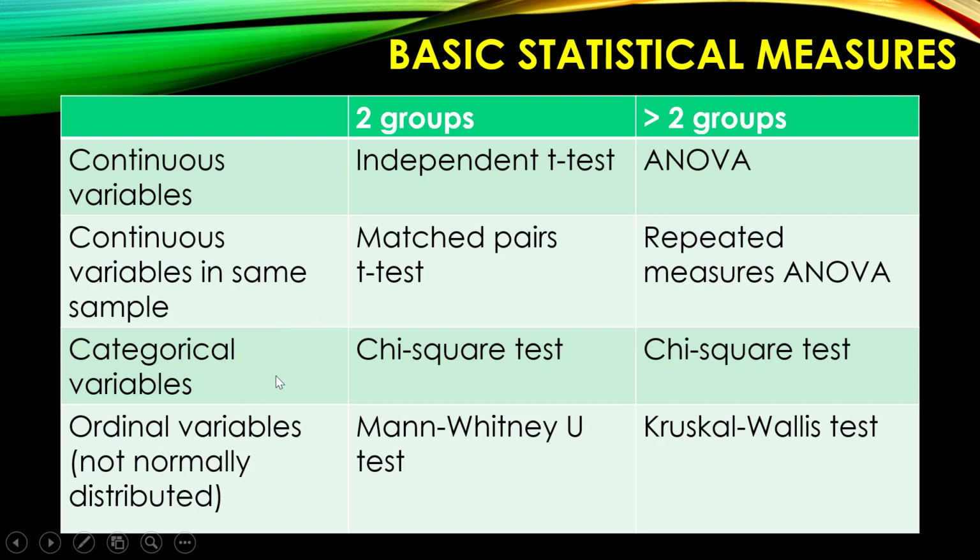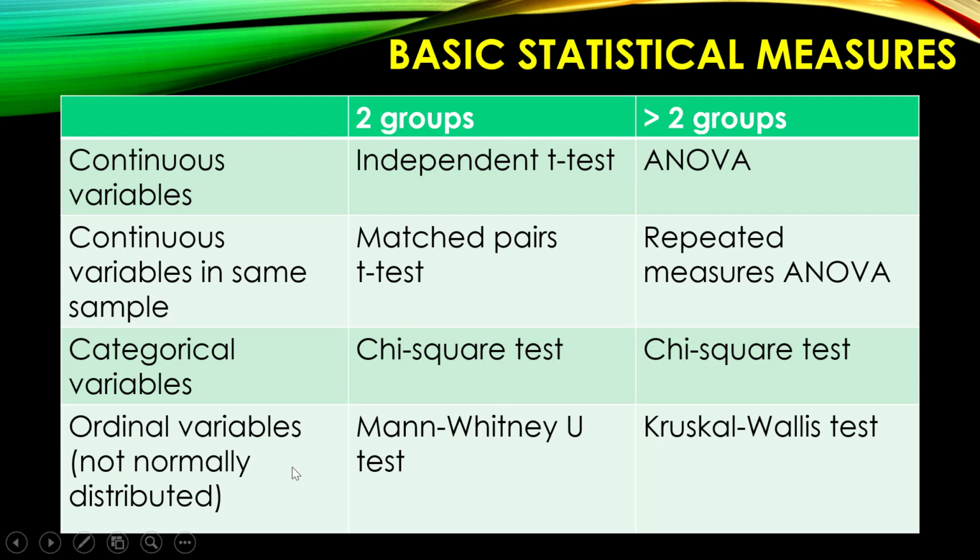With categorical data, if we have yes-no data, let's say, 2 groups, we do a chi-square test. More than 2 groups, we can still do a chi-square test. It's a slightly different type of chi-square, but it's essentially the same thing.